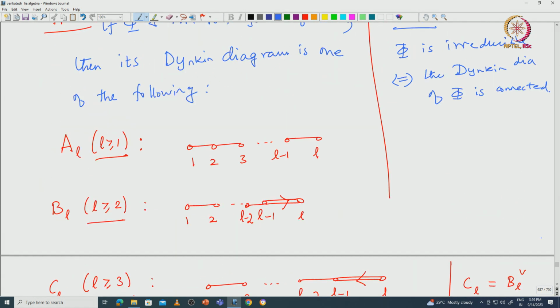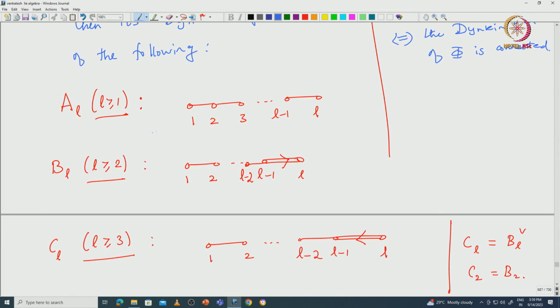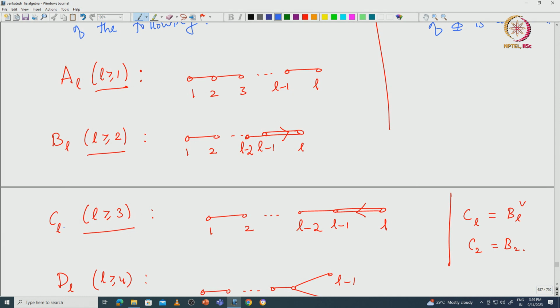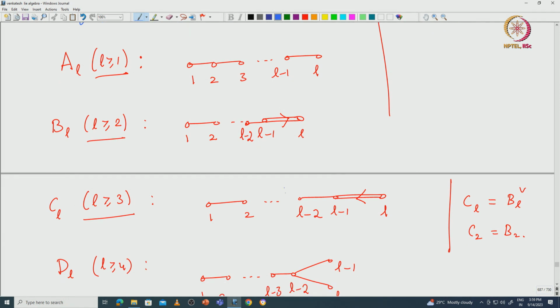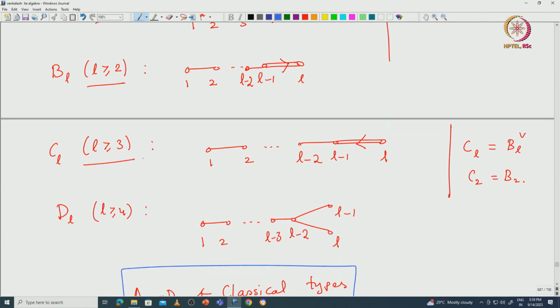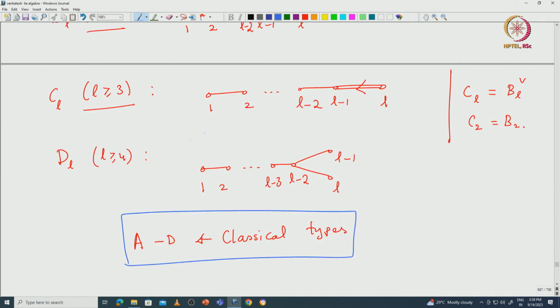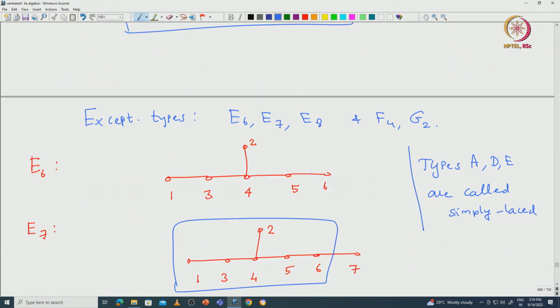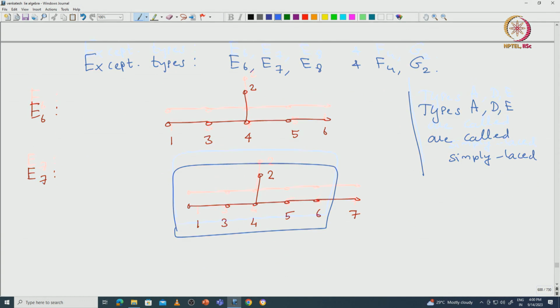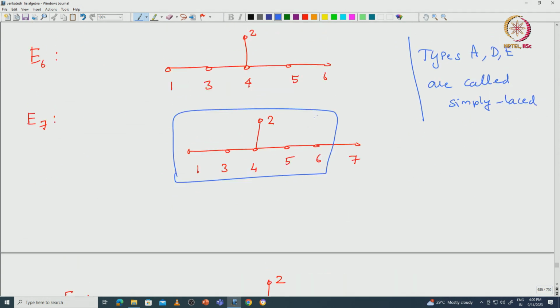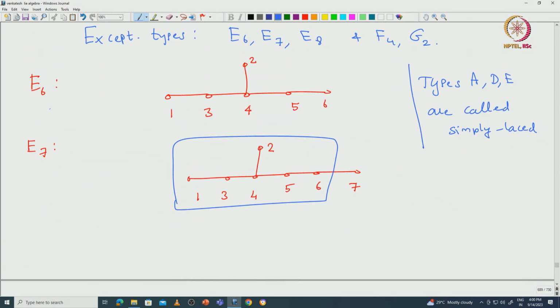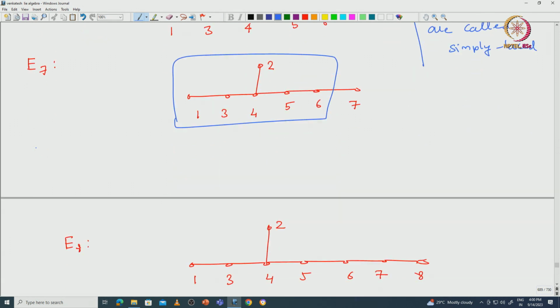So, here are the possibilities. You have this type A, which is simply laced, and then you have this type B and type C, which are actually dual to each other and they are not isomorphic. And then you have this type D, which is again simply laced, which is self dual, and then you have this type E6, E7 and E8.